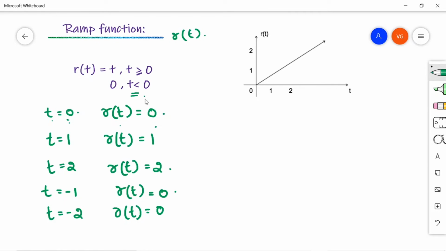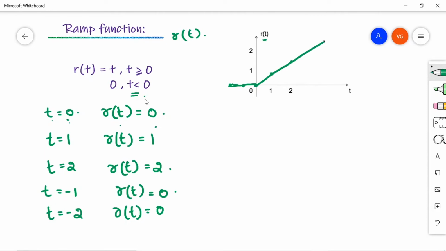So if you mark all these points on the graph sheet, taking x-axis as time scale and y-axis as r of t. Now if t is equal to 0, r of t amplitude is 0, t is equal to 1, r of t is 1, t is equal to 2, r of t is equal to 2. Then for negative values of time, you take all zeros. Now combine or join all the points to get r of t graph here. So this is your r of t.